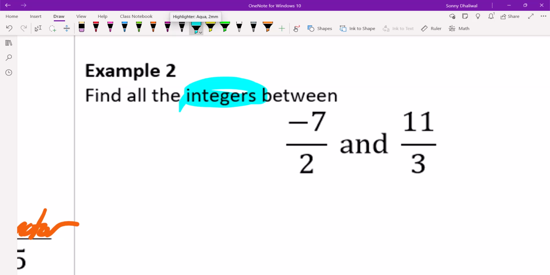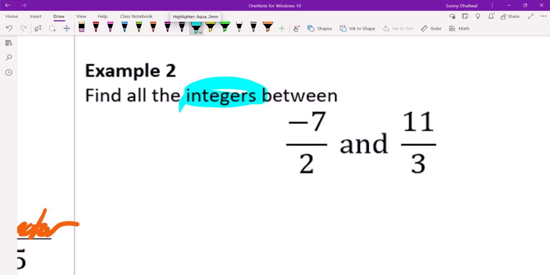Who knows what an integer is? Arden? A number without a decimal, right? Yeah, like a whole number without a decimal. Whole number. Yeah, so integers are positive and negative counting numbers, right? So 0, 1, 2, 3, 4, 5, then -1, -2, -3, -4, and just kind of going like that. So we need to figure out what are all those numbers in between these.